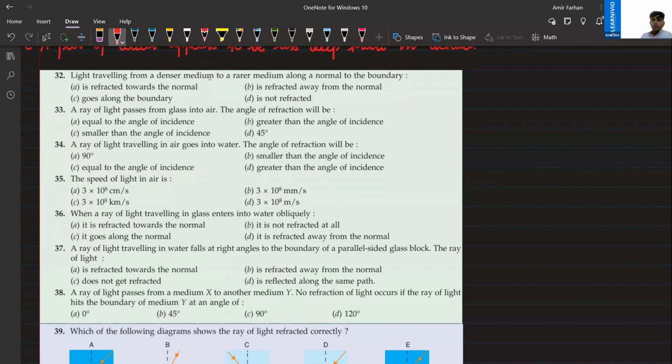you have got right. So light is traveling from denser to rarer medium along a normal to the boundary. What will happen? Light will refract away from the normal. The B option is correct.